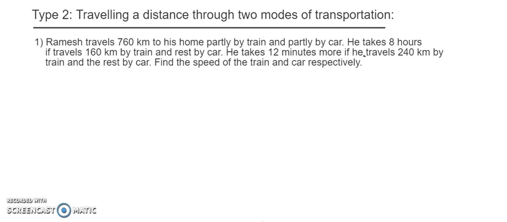To be more precise. So here, how to go about it with the equation is what I'm going to help you with. Okay, so let's read the first question. They're saying that Ramesh, a person, is traveling a total of 760 kilometers. Okay, he's going a certain distance by train, and the remaining distance by car. So he's doing it in two ways.